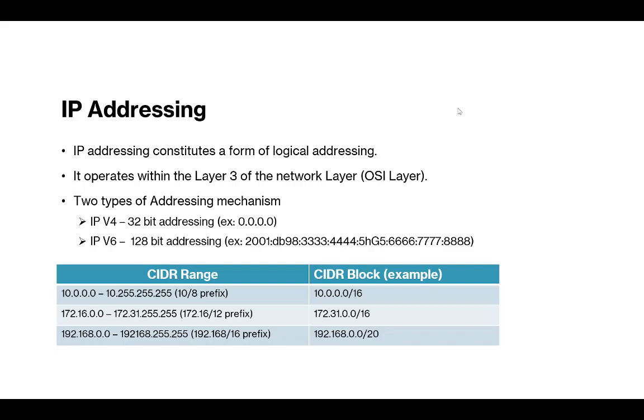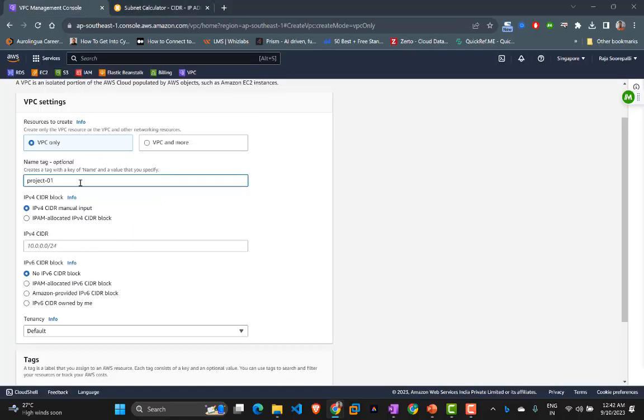So you can use the 10, 172, or 192 series for your VPC. Using 172.16.0.0, how many IP addresses are required for my VPC? How many machines and how many services will I use in this VPC? Based on that, you need to give the subnet mask. The subnet mask will be a 2-digit number.